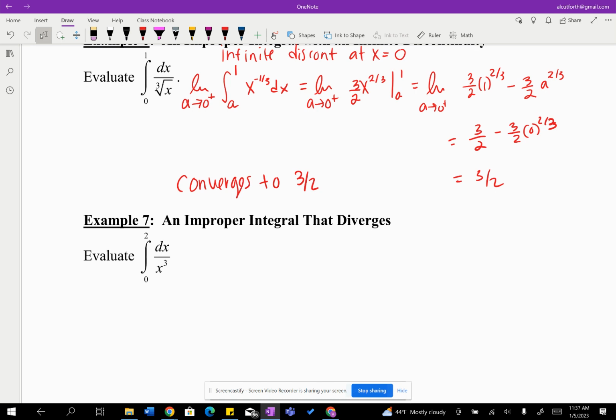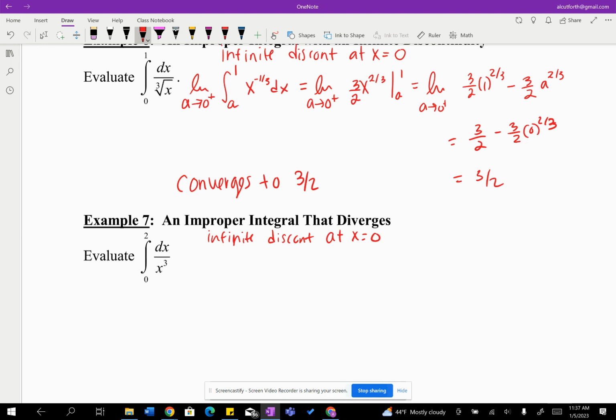Yeah, that's going to be another infinite discontinuity, because if you plug 0 into the original function, it'll be 1/0, a vertical asymptote at 1/0. So infinite discontinuity at x equals 0.